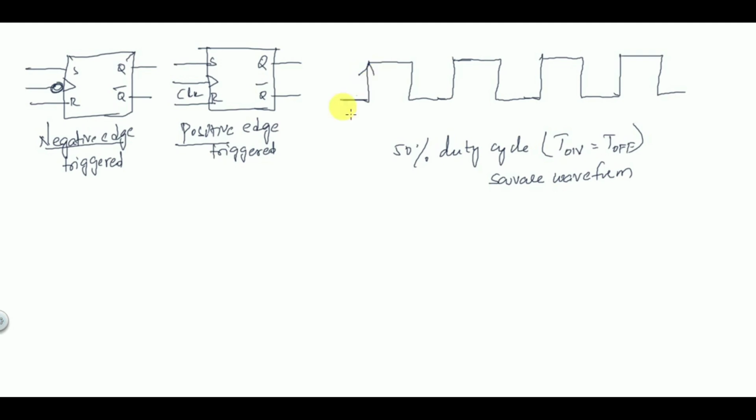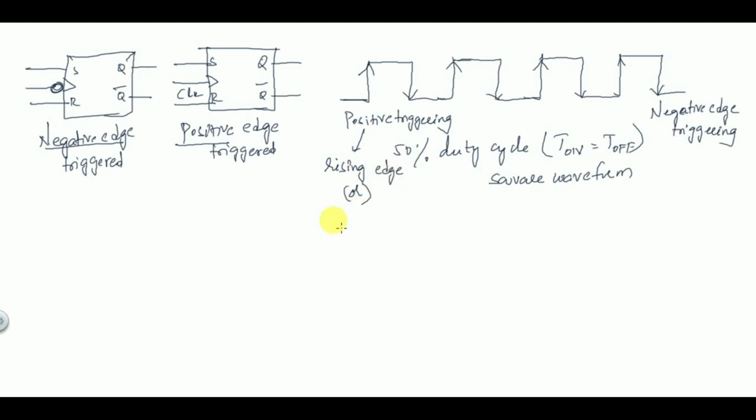This is called the positive edge, or positive triggering edge. These are the positive triggering edges, and these are the negative edges of the clock pulse, negative edge triggering. The positive edge is also called the rising edge, or the leading edge. The negative edge is also called the falling edge, or the trailing edge.